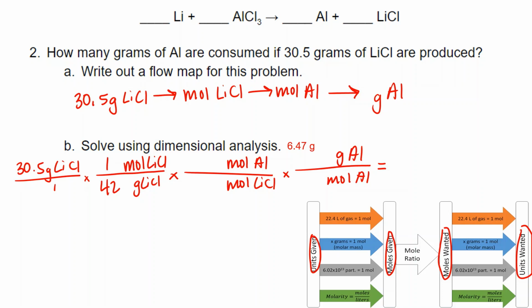Next we have our mole ratio. So from our previously balanced equation, there's 1 mole of aluminum for every 3 moles of lithium chloride. Lastly here, we've got grams and moles again, but this time it's aluminum. So the molar mass of aluminum, 1 mole, weighs about 27 grams. So this will give us our answer here of 6.47 grams of aluminum.